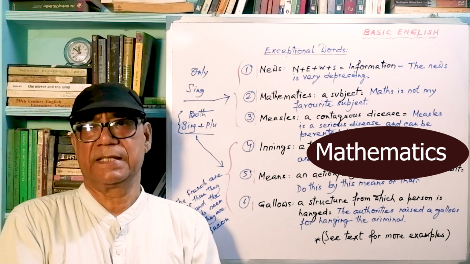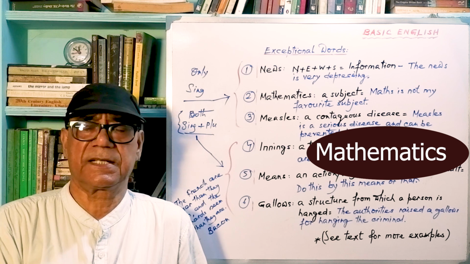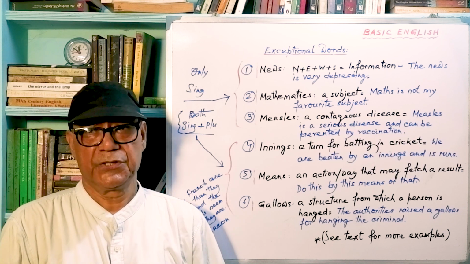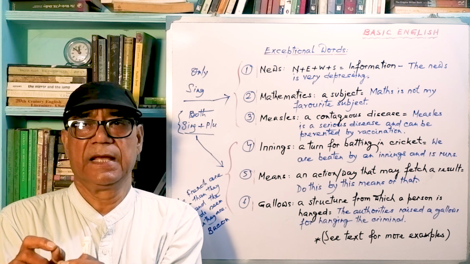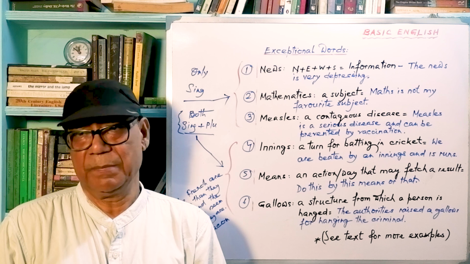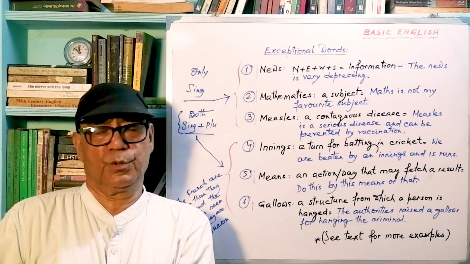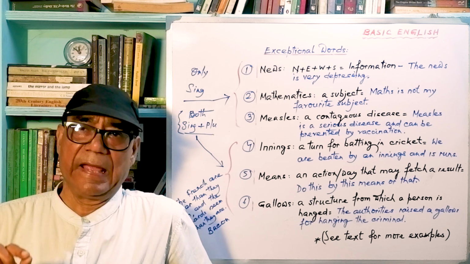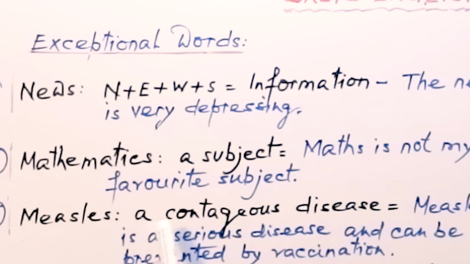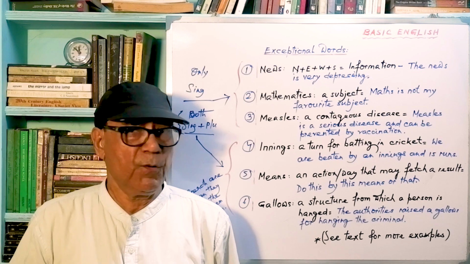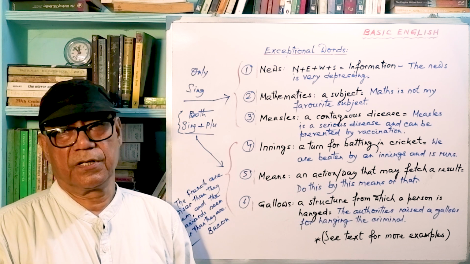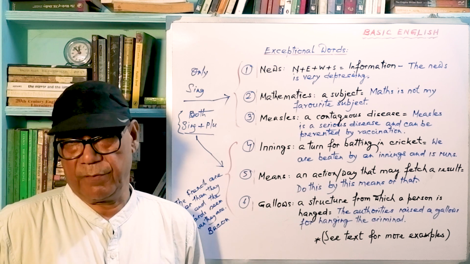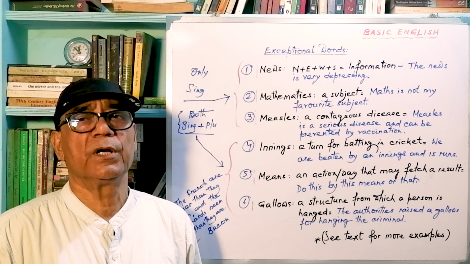Then come to the next one. Mathematics. We know mathematics is a subject, and there are many subjects like this: economics, statistics, physics. Always you see there is an S at the end of the word. But these S's do not refer to the plural ending S. So, mathematics is not my favorite subject. You can't say mathematics are not my favorite subjects. It's always mathematics is. It has no plural form.